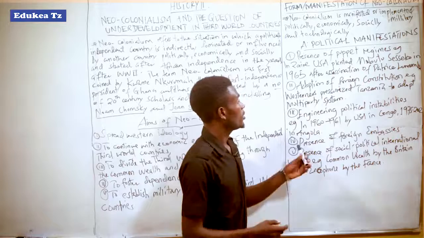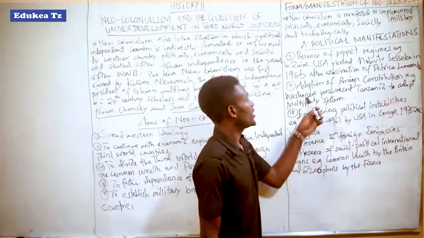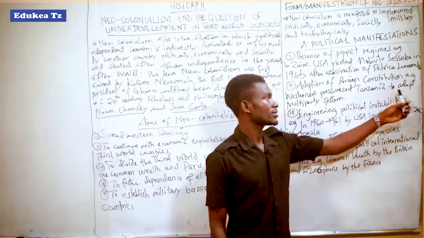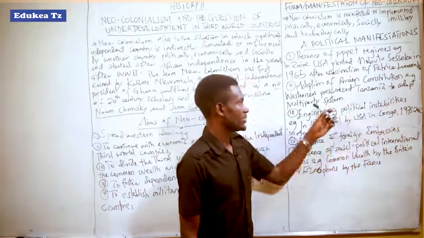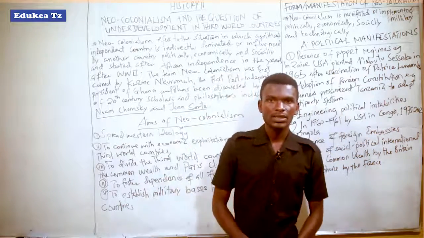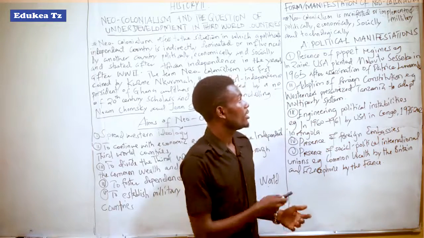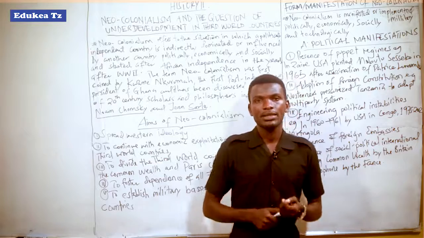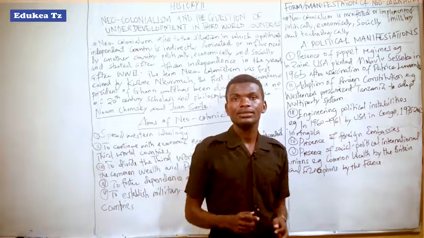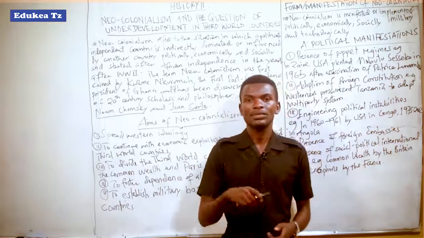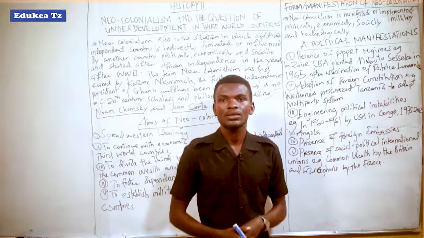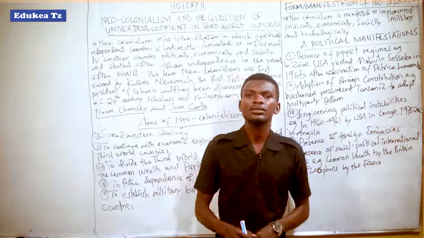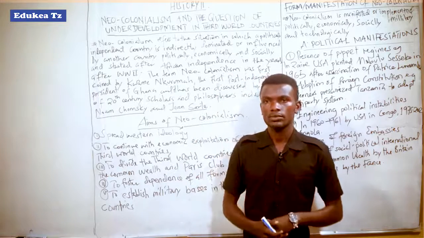For example, Westerners pressurized Tanzanians, or Tanganyikans by that time, to adopt the multi-party system. It means that the Westerners or imperialist powers pressurized Tanzanians to adopt the multi-party system, which was implemented in 1992.